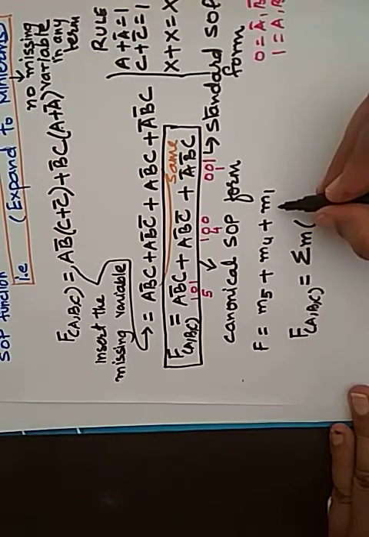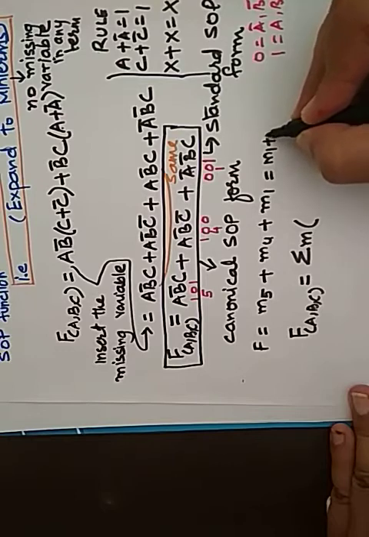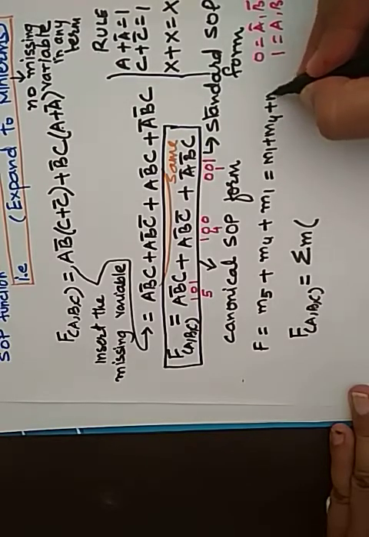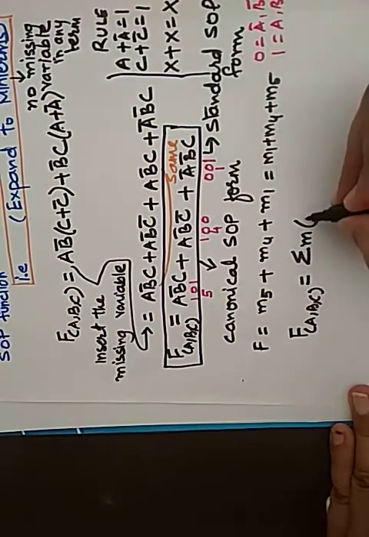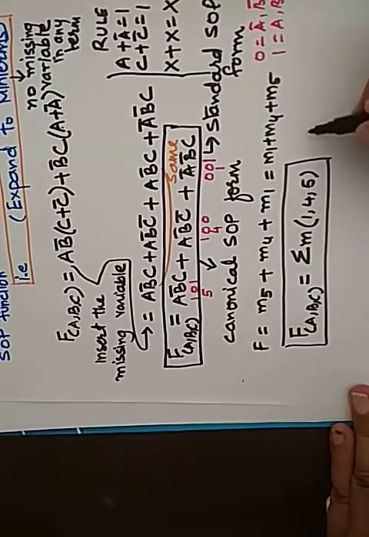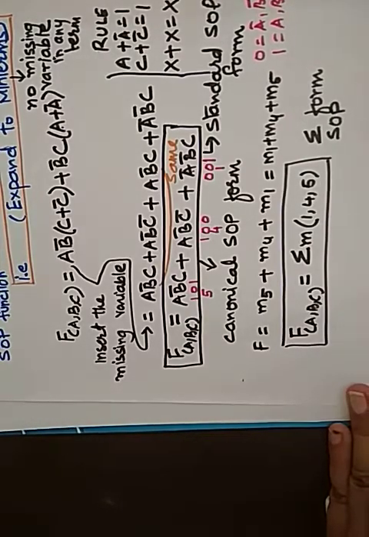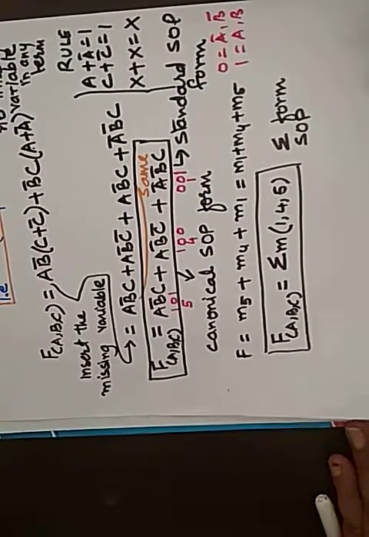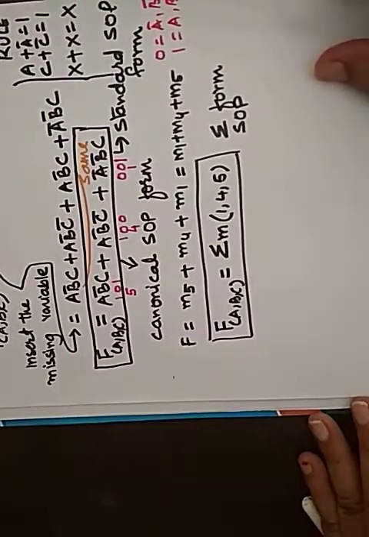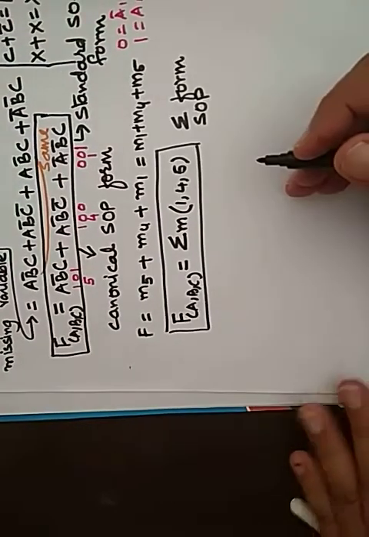And which are those minterms? We list them in sequence. We may write this as 1 plus 4 plus 5 in the correct sequence. So we write this as 1, 4, 5. So this is the sigma form of the function. Keep in mind sigma stands for sum. So this is the SOP form. So this is how a function is converted from SOP to its standard form.